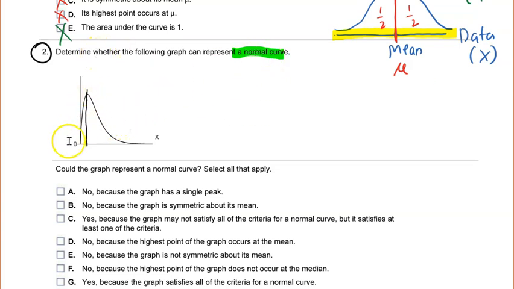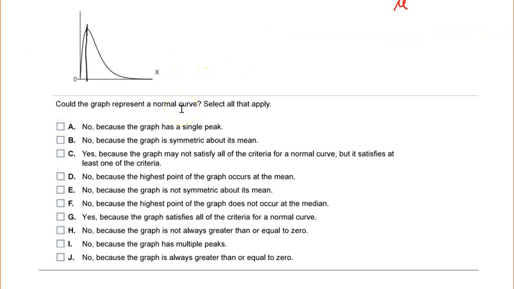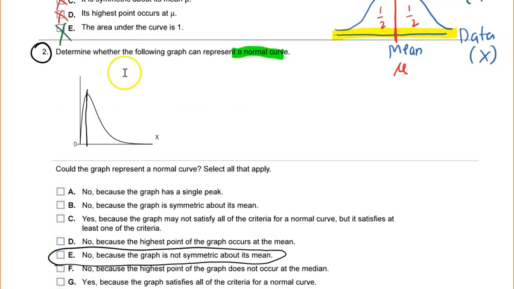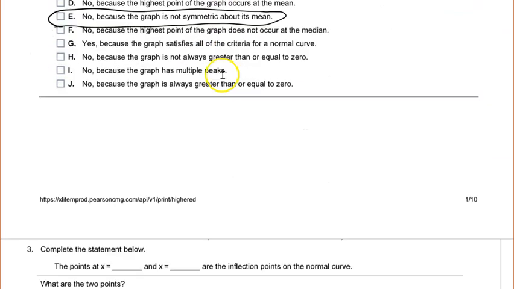this graph here cannot represent a normal curve. The answer is E. No, because the graph is not symmetric about the mean. That's the right answer. You had a bunch of options, but this is the only correct option you choose. No, it is not symmetric about the mean. Therefore, this is not a normal curve.